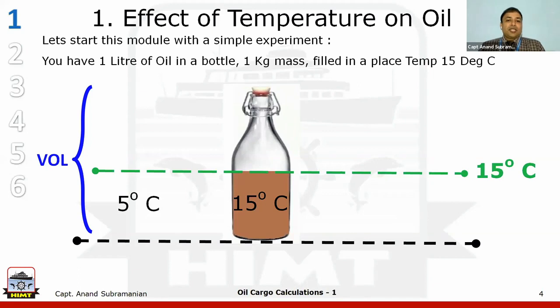Now the question to you is, we are going to go to a place which is colder than 15, that is about 5 degrees Celsius. When we go to that colder place, what will happen to the volume of the oil? In simple words, what we're looking at is what will happen to the level of the oil in the bottle. Will it increase or will it decrease or will it remain the same?